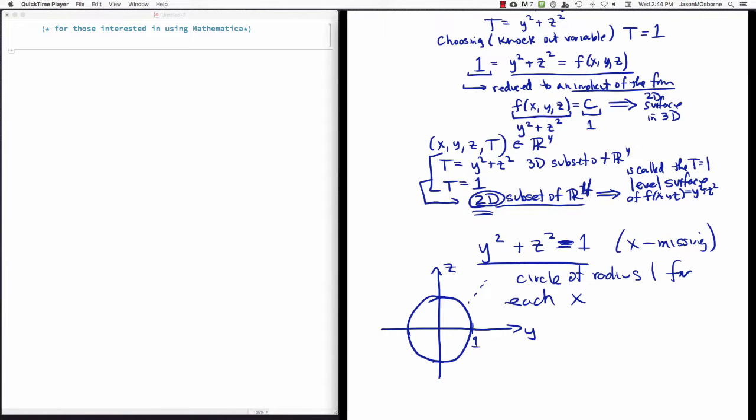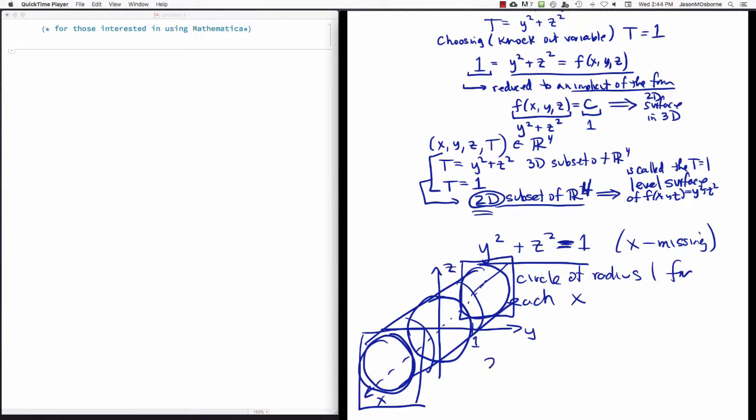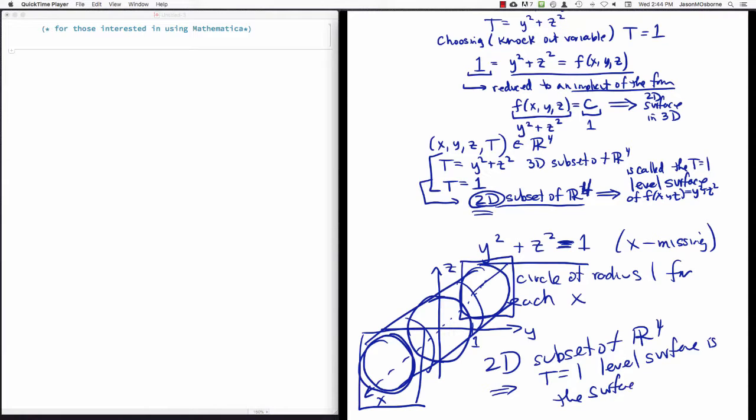So let's add another dimension. Here's x, the x dimension. And for every value of x that you pick, you're going to get a circle of radius 1. Pick a value of x back here, and the negative values of x, you'll get a circle of radius 1. Put all those together, and your 2D subset of R4, aka the t equals 1 level surface, is the surface of the cylinder.